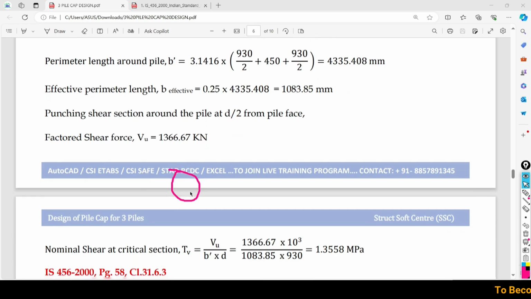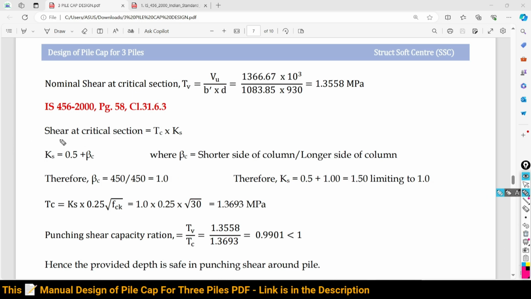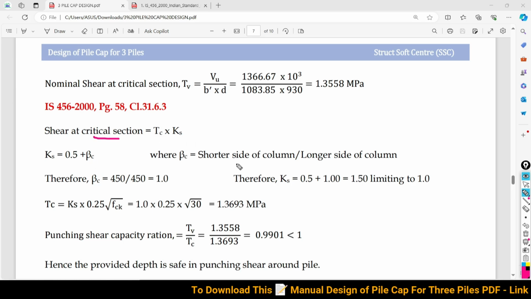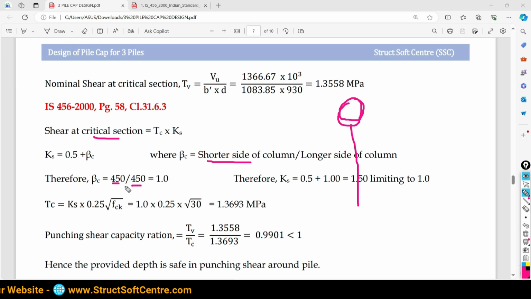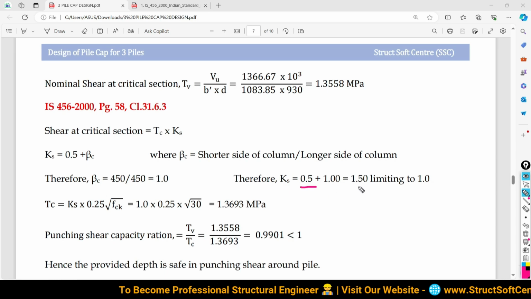Now we need to calculate the critical capacity of your section, critical capacity of your pile cap around your pile to resist the shear stress. For that reason again we have to follow the same calculation. Shear at critical section will equal tau c into Ks. Ks will be 0.5 plus beta c, where beta c is shorter side of the column divided by longer side of the column. But in this case there is not a column, there is a pile, and the pile is circular, so we consider the side as 450 by 450 diameter. We are getting the value as 1. Therefore Ks will equal 0.5 plus 1, it is going to become 1.5.